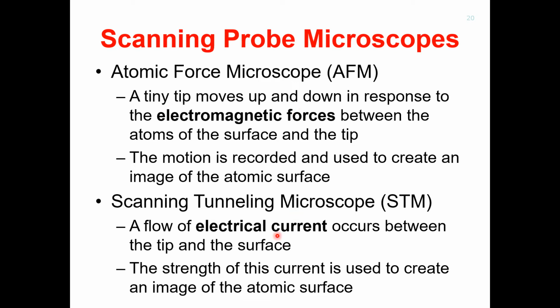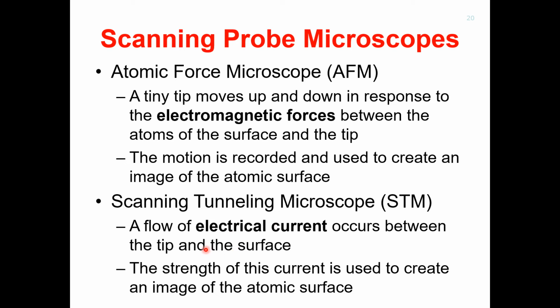But here, again we have the tip, and what actually happens is that we have a flow of electrical current between the tip and the surface. In atomic force microscopy, we have the electromagnetic force between the tip and the surface, but in scanning tunneling microscopy, we have the electrical current between the tip and the surface.